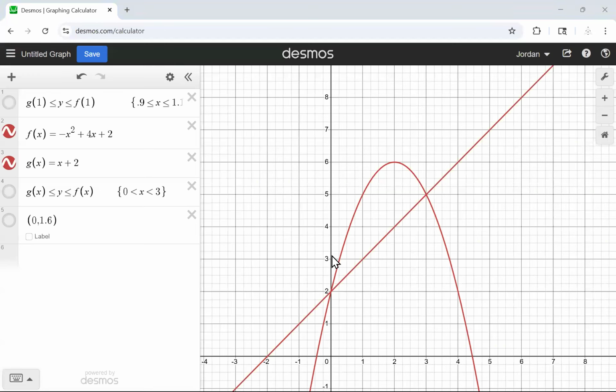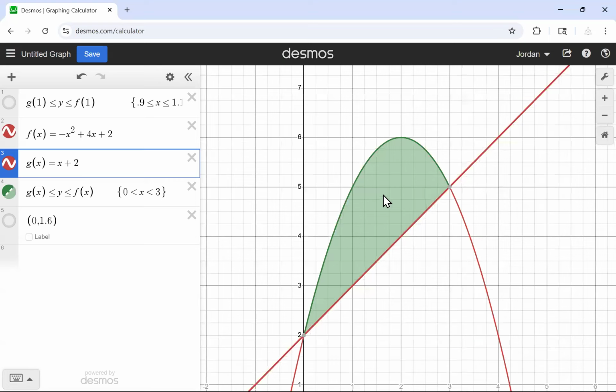So we'll take a look at the object. And again, the only closed bounded region is the one from x equals 0 to x equals 3. That is the region shaded in green here. So I'm trying to find the center of mass for this green shaded area. Again, as you can see, in this case, the parabola is on top, the line is on bottom, and the x values are going from 0 to 3.